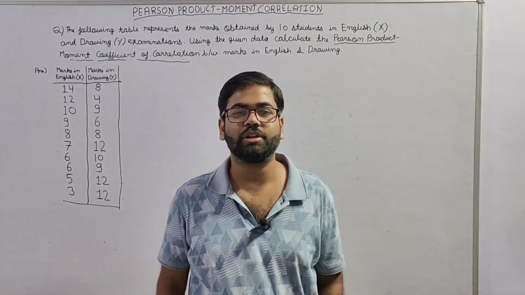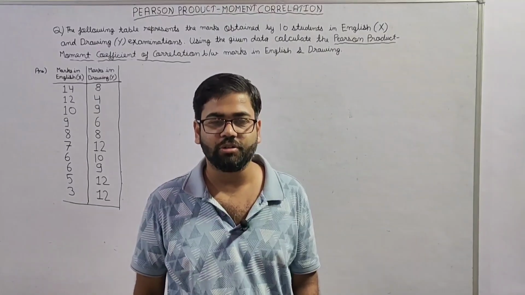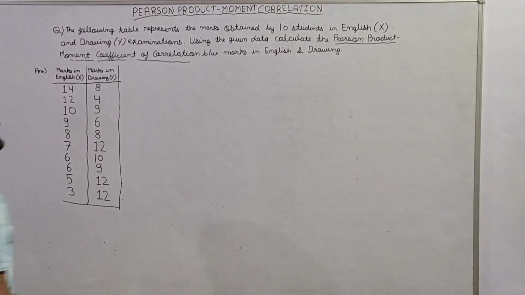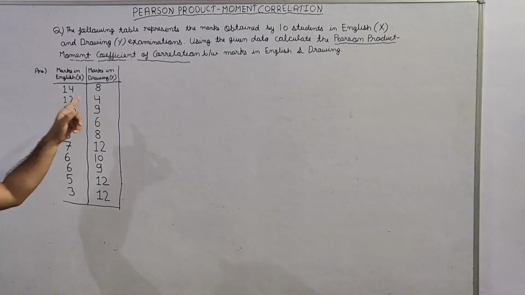Hello everyone. In today's video, we will calculate Pearson product moment correlation coefficient with the help of this question. The question says that the following table represents the marks obtained by 10 students in English and drawing examinations. Using the given data, calculate the Pearson product moment coefficient of correlation between the marks in English and drawing. The marks in English are represented by X, whereas marks in drawing are represented by Y.